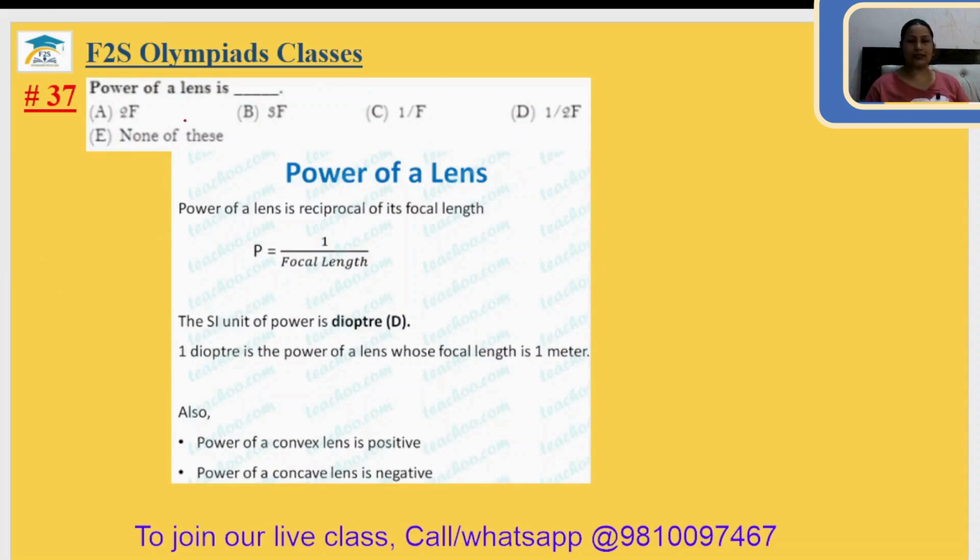Question number 37. Power of a lens. The power of a lens is 1 by F. Power of a lens can be calculated as 1 upon focal length. C. 37 answer is option C.